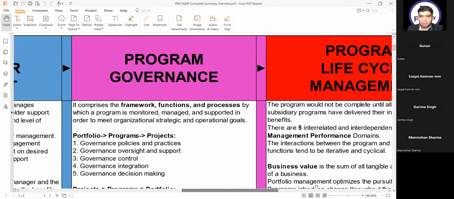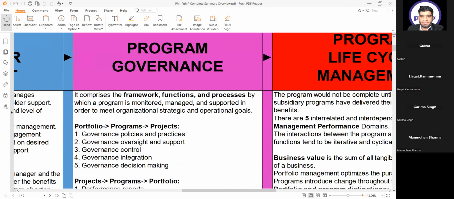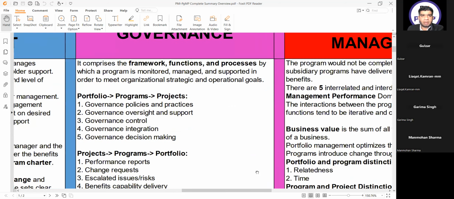Now the next domain, program governance. It comprises the framework, functions, and processes by which a program is monitored, managed, and supported in order to meet organizational, strategic, and operational goals.